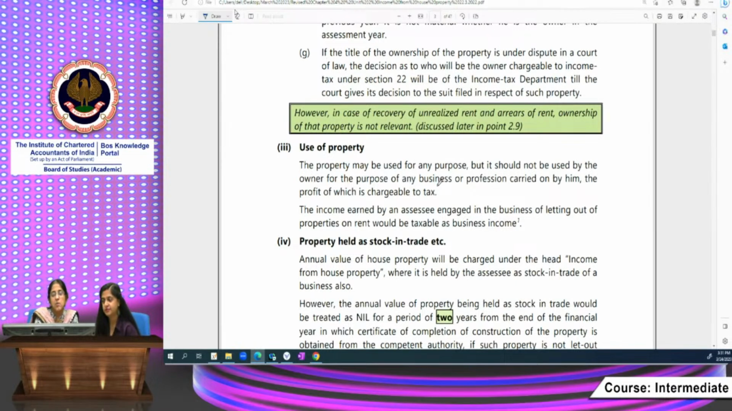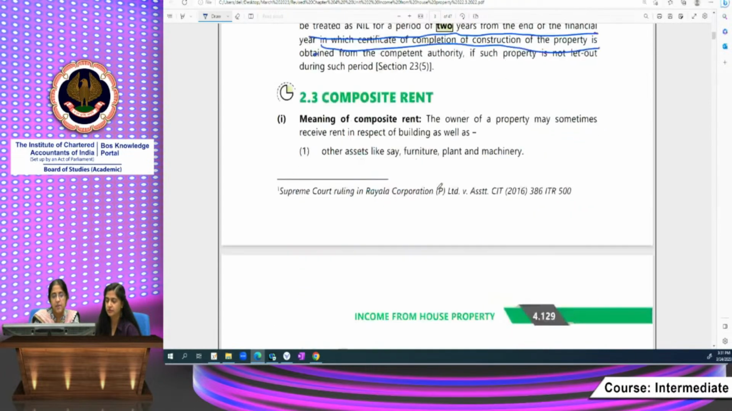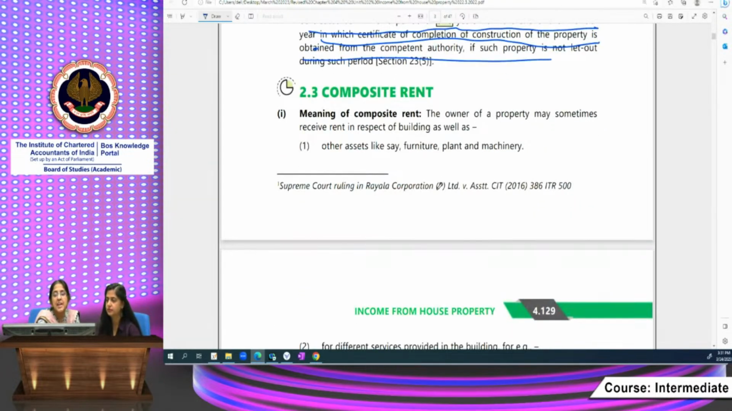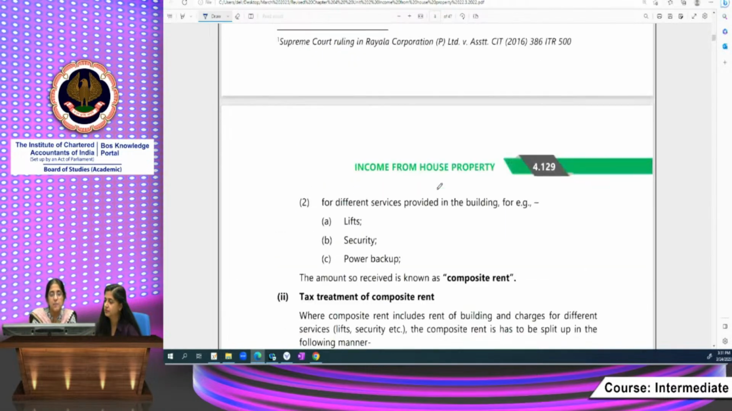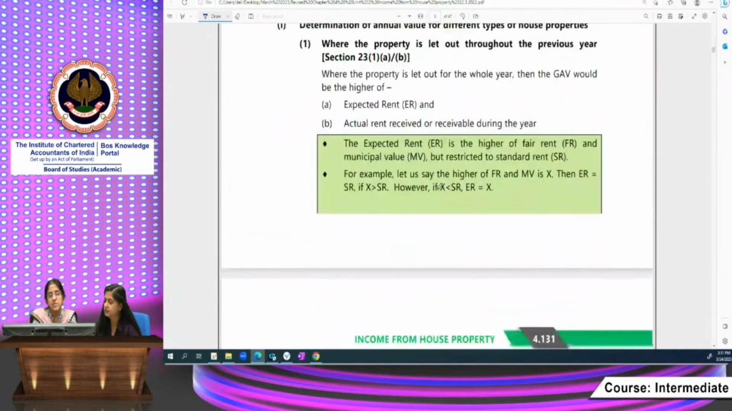Okay. Now, property held as stock in trade. This is what I told you. Annual value of property being held as stock in trade will be nil for a period of 2 years from the end of the financial year in which certificate of construction of the property is obtained from the competent authority. If in that 2-year period you're letting it out and getting some money, then that will become taxable. If I'm not letting it out, I'm not getting any benefit for the period of 2 years from the end of the financial year in which the certificate of completion is obtained, till that time I'll get the benefit of nil annual value. Now, what is annual value which is chargeable to tax?